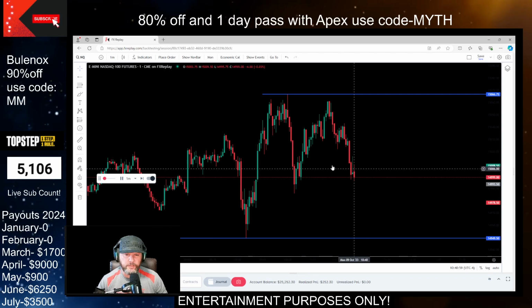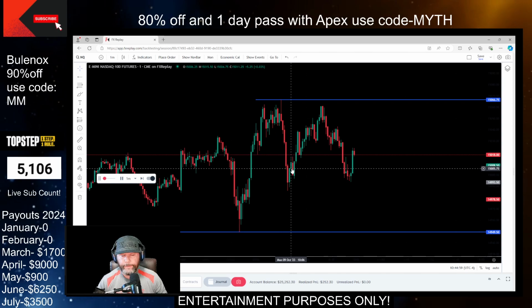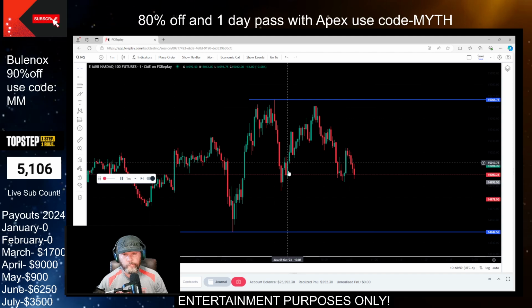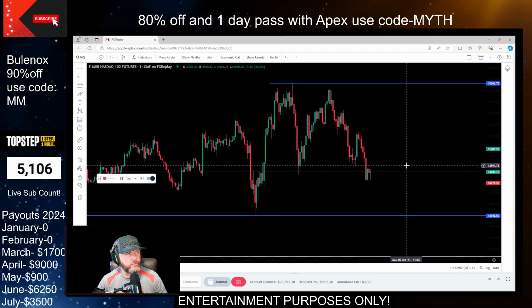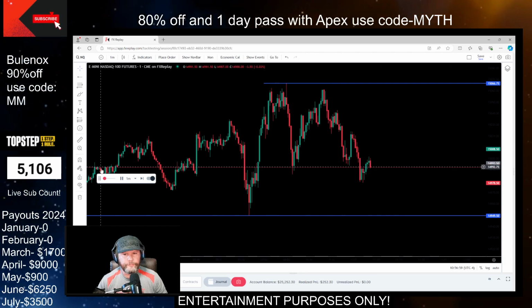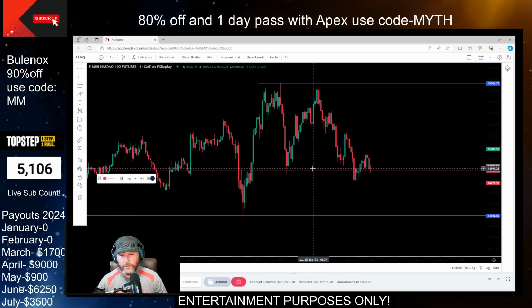And I don't really care in this scenario what side gets swept first. Doesn't seem to make a difference on this one, but we'll see. And I'm using FX Replay if any of you guys are wondering.